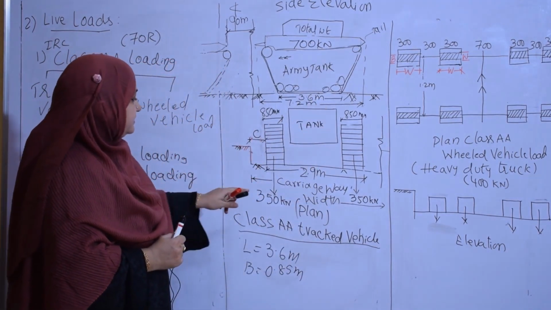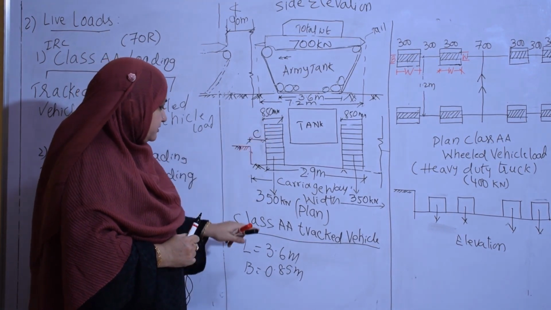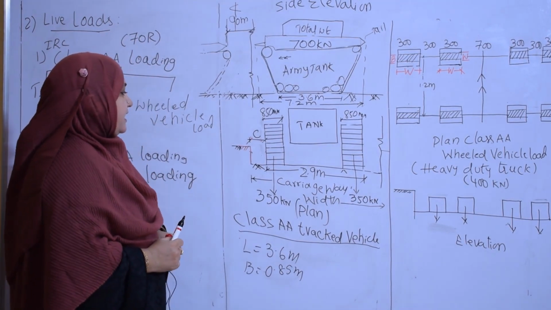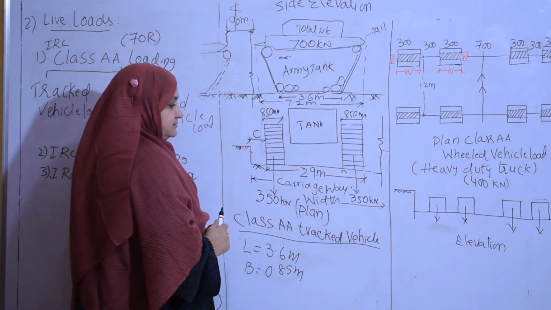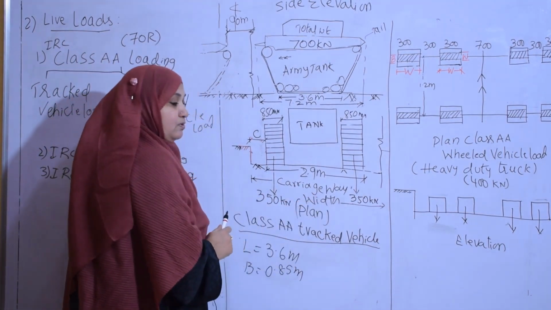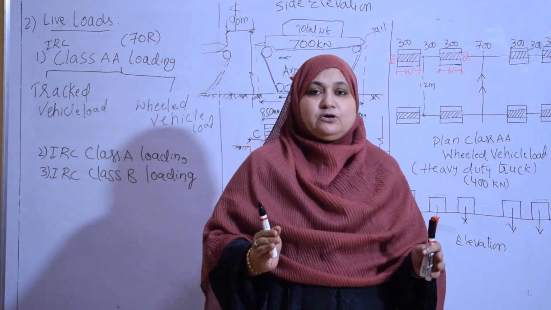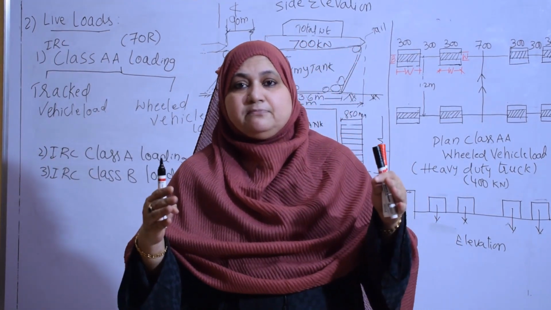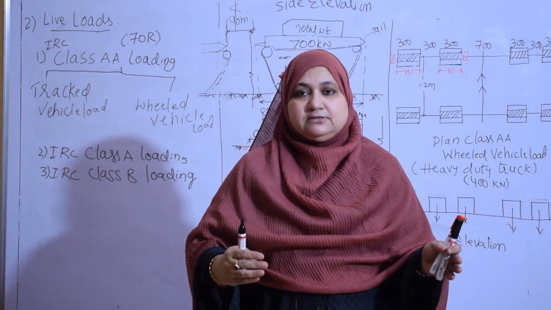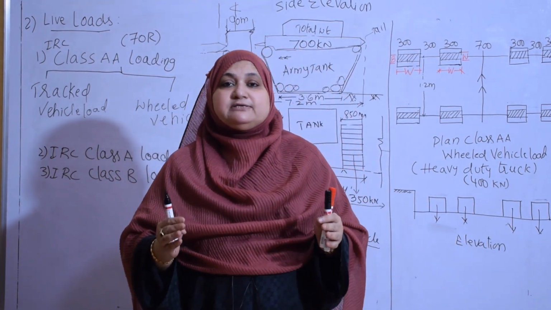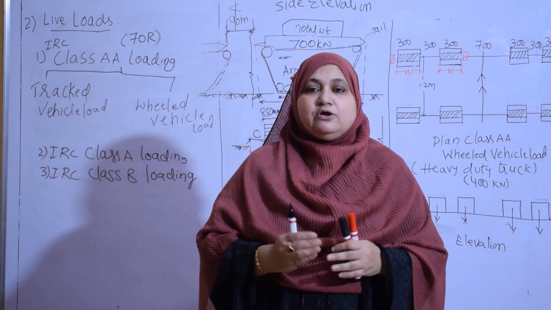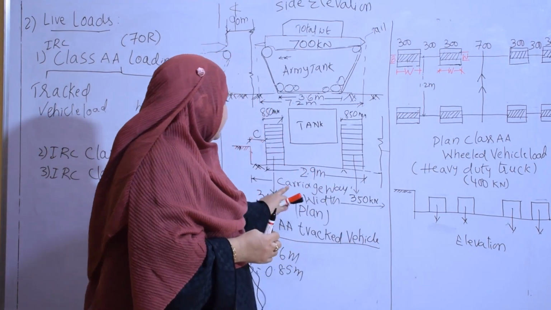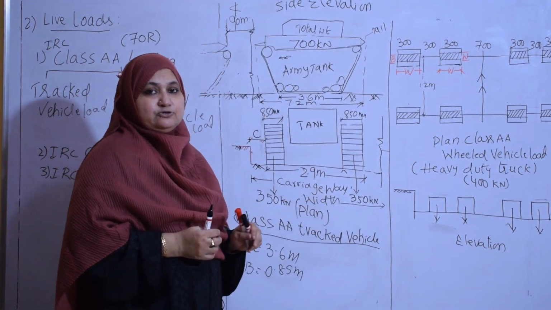So you have to remember 350 kilonewton is getting transferred to the ground through an area of 3.6 meter by 0.85 meter. And this 2.9 meter is required for us when we want to design the carriageway width. What is the carriageway width? It is the width of road on which the vehicles move. Your road width will consist of the vehicular path as well as pedestrian paths. So the width on which the vehicles move is called carriageway. If you add pedestrian walkways also, then it becomes total carriageway. So this is the clear carriageway width, to be specific.